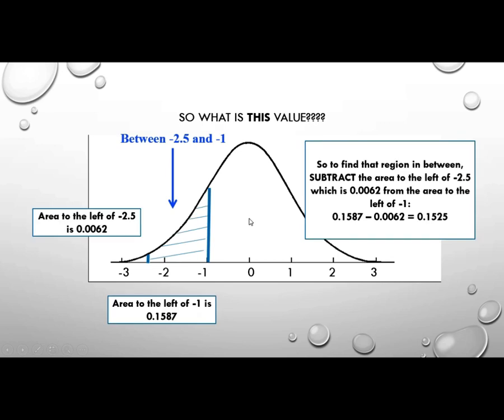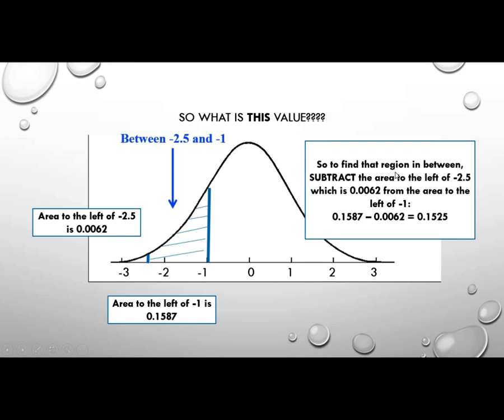So I'm going to look up the area to the left of -2.5, and I get this bit. To the left of -2.5, that's 0.0062. And then I can look at the area to the left of -1, and I get 0.1587. So to find the area here, I'm going to take this little piece away from all of this distance.